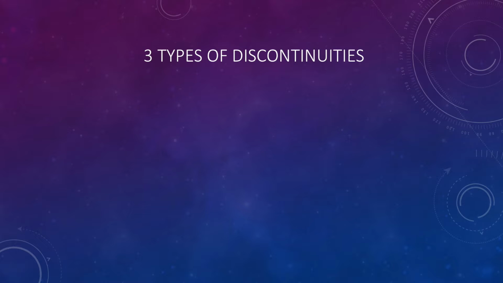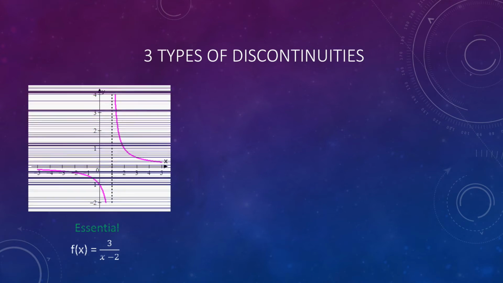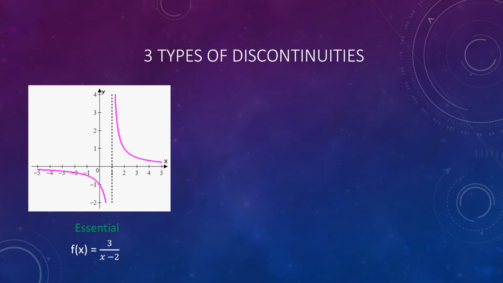So there are three types of discontinuities. There's the essential discontinuity. That's the technical term for it, not that you have to memorize it or anything. But basically, when you have something like x minus 2 in the denominator. In this graph, it's actually x minus 1 in the denominator. Basically, you're going to see a vertical asymptote, and the limit's not going to exist. So condition 2 will be dissatisfied in this scenario.